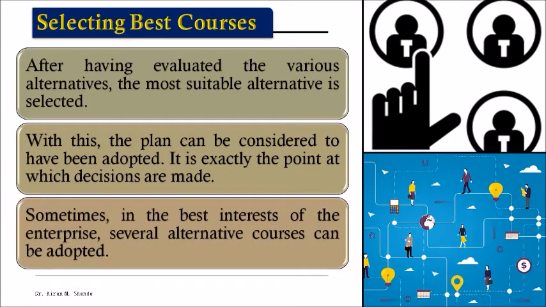Sometimes, in the best interest of the enterprise, several alternative courses can also be adopted. So it is also important to have alternative plans in place, so that if plan A does not work, you should be ready with plan B, plan C accordingly. That is how the organization should plan the alternatives.